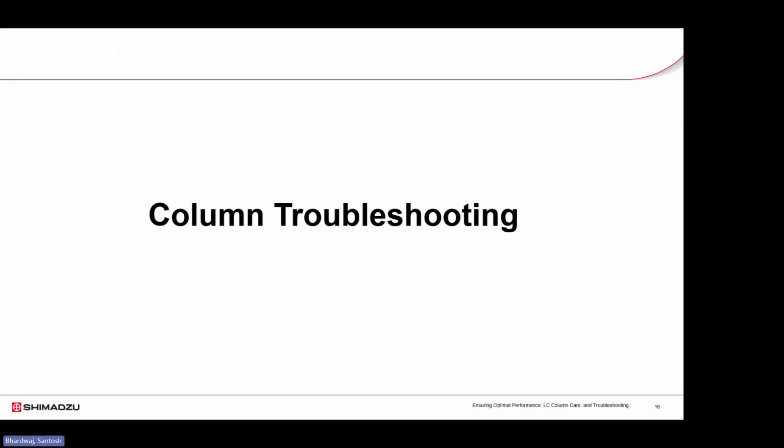Even with proper maintenance and care, problems can still occur. After all, the column is a consumable and has a limited lifetime. Over time, performance can degrade due to sample buildup, chemical stress, and physical wear. When an issue arises, it is important to perform troubleshooting to identify the cause and take appropriate corrective action, ensuring reliable results and protecting your system.